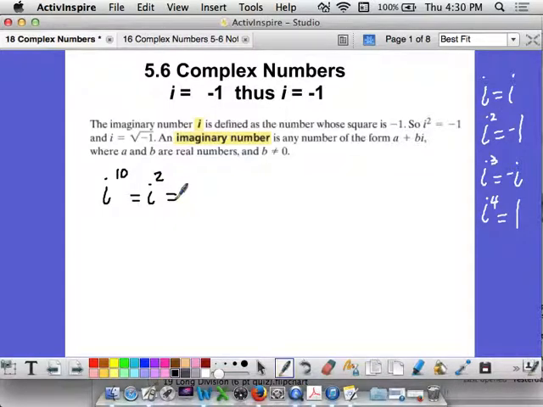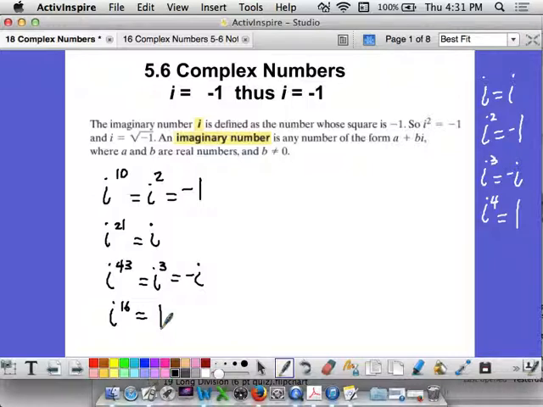Well, i squared is -1. If I look at i to the 21st, 4 will go into 21 5 times with 1 left over, and that's just simply i. If I look at i to the 43rd, 4 will go into 43 10 times, which is 40, with 3 left over. Well, if I look over there, i cubed is -i. And if I have i to the 16th, 4 will go into 16 evenly, so that answer is just going to be 1.